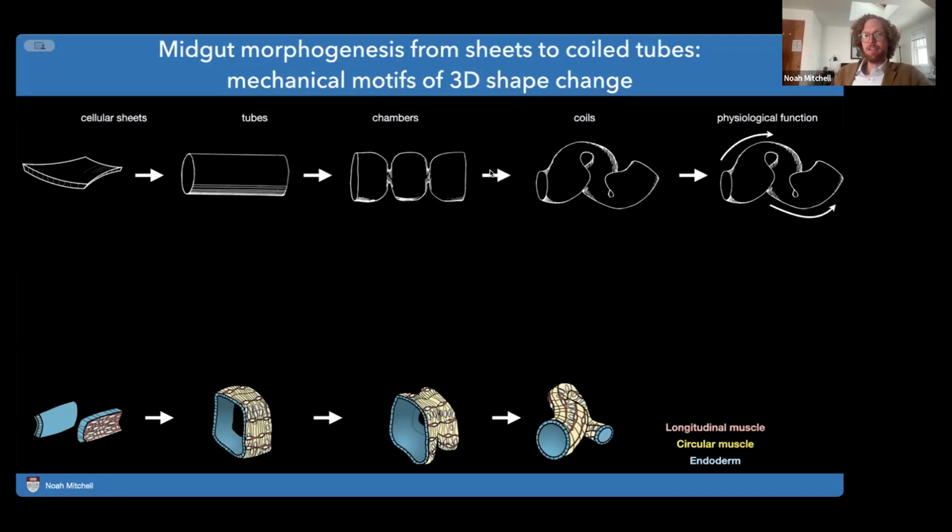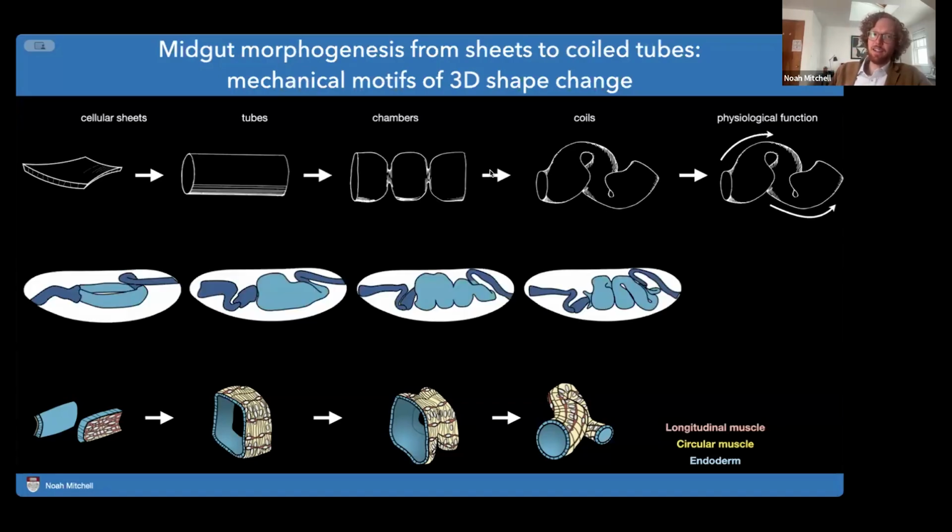The midgut, I think, really exemplifies some of the mechanical motifs of inner organ morphogenesis, starting from initially flat multi-layer sheets that wrap into a tube, fold into chambers, and coil into a chiral shape before ultimately generating physiological movements for digestion. And so here's what that looks like in the context of the fly embryo, with the midgut, the focus of our talk today, in blue, and the other digestive organs in darker blue.